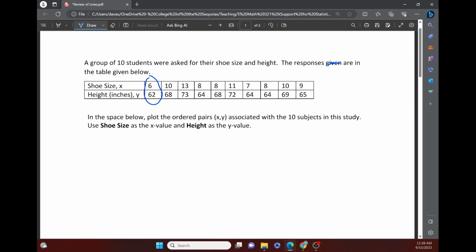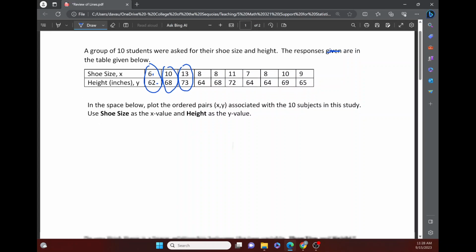It says in the space below, plot the ordered pairs XY associated with the 10 subjects in this study. Use shoe size as the X value and height as the Y value. Okay, so again, each of these represents an ordered pair, right? Where this is our X coordinate and this is our Y coordinate for each of these ordered pairs. So let's go ahead and draw this.